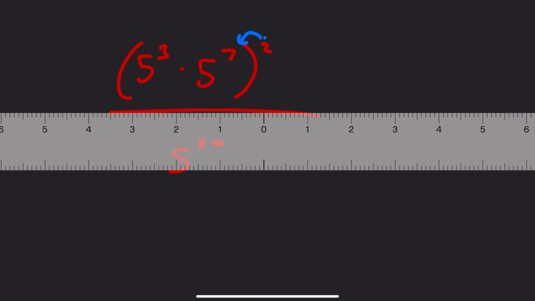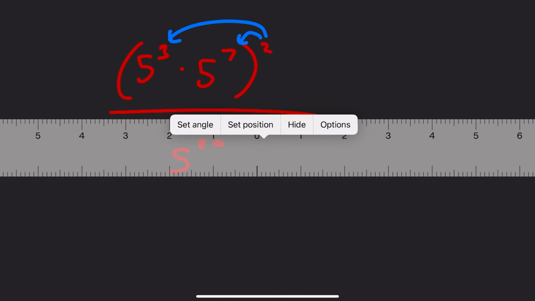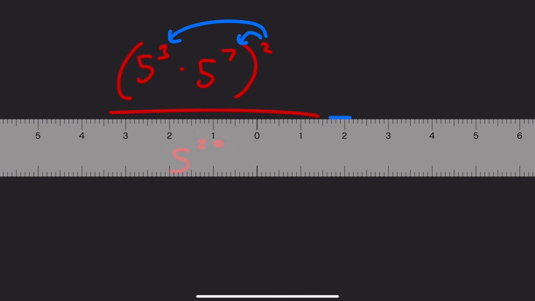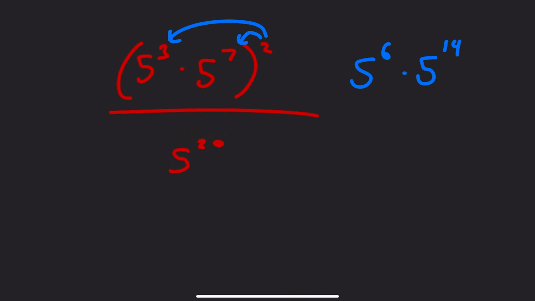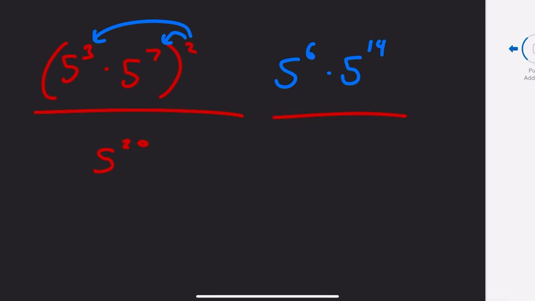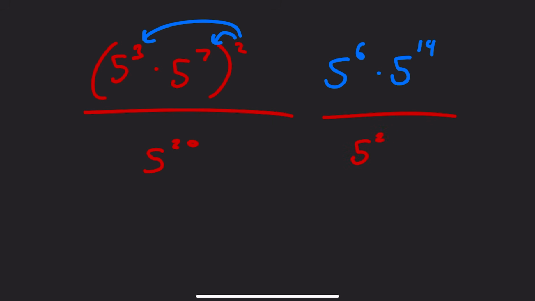So let's distribute the 2 with the power of a power rule on top. Okay, so if we distribute it, it's going to become, let me erase that, 5 to the 6th power times 5 to the 14th. We're just multiplying those two exponents by 2. Okay, let's bring down the fraction bar. 5 to the 20 just stays.